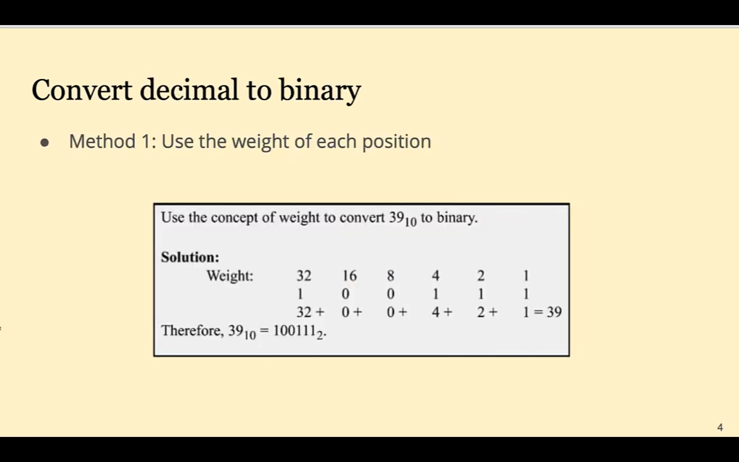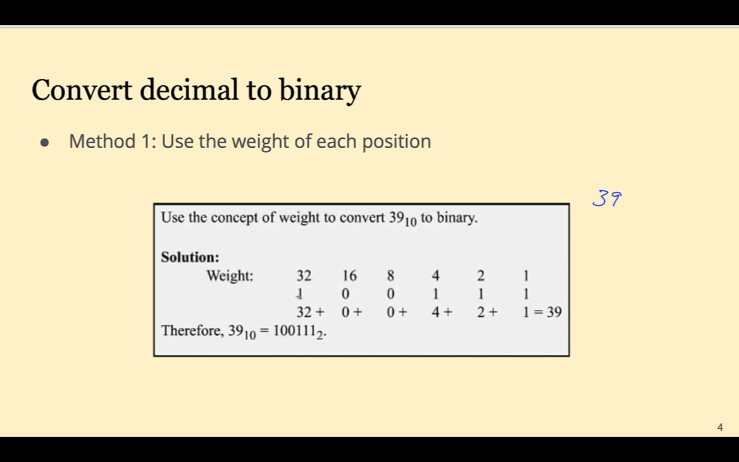We'll look at 2 different methods to convert decimal numbers to binary. The first one just uses the concept of weight or place value. For example, we see the weights or the place values written on this line. This is just 2 to the 0, 2 to the 1, and so forth. Or in other words, you can just start with 1 and multiply by 2. So let's say I want to convert 39.